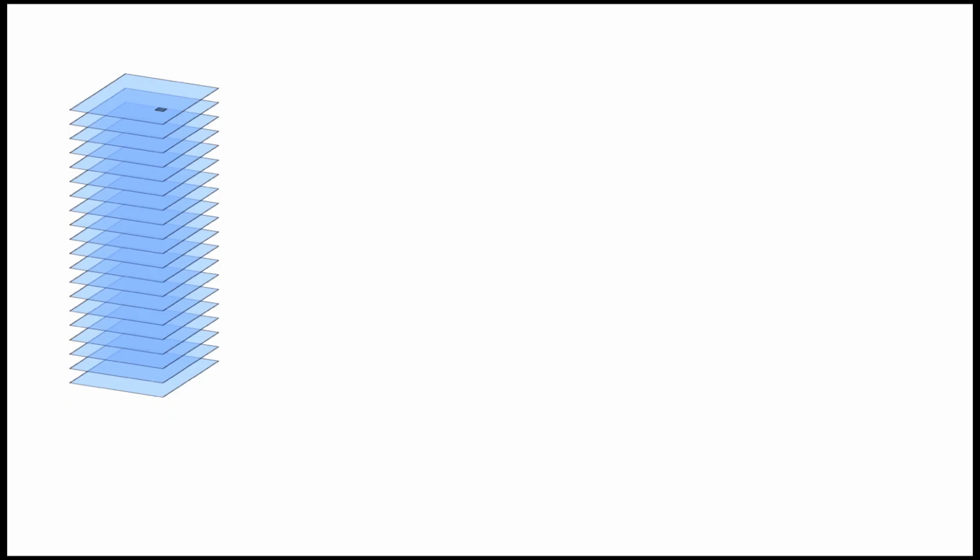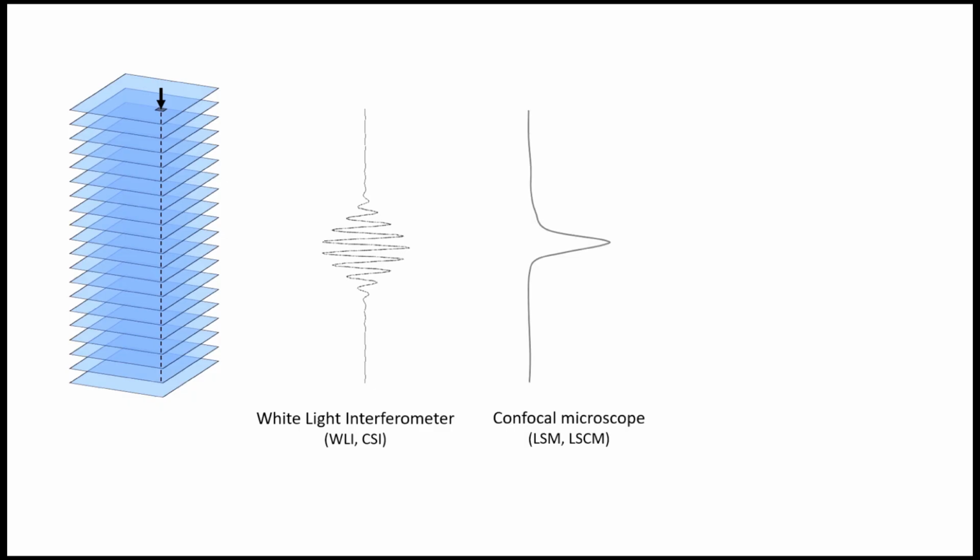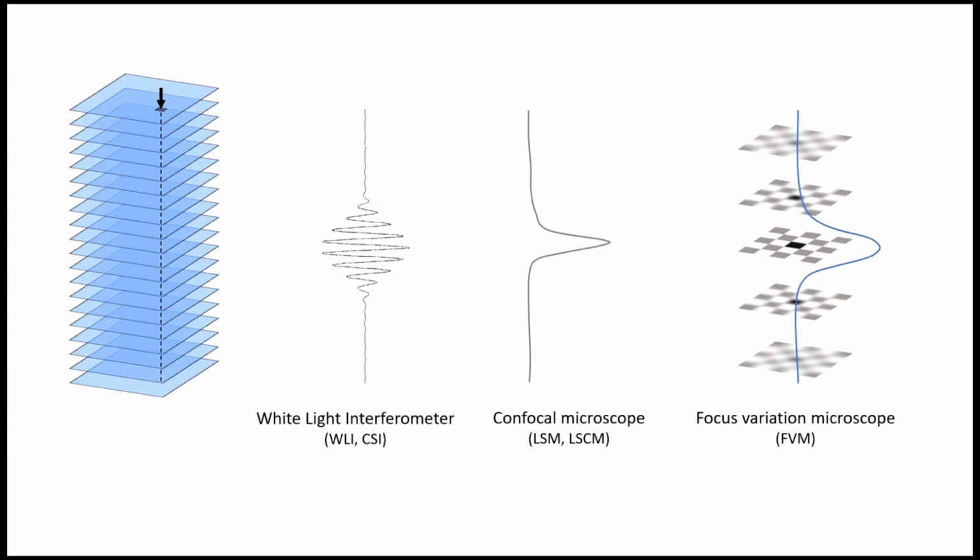For each pixel, the recorded intensity values form a specific curve, which depends on the optical principle. In interferometry, the curve shows interference fringes. Its center defines the height. In confocal microscopy, the highest intensity peak gives the height where the point is in focus. In focus variation, the algorithm identifies the most focused point by analyzing local contrast around each pixel.